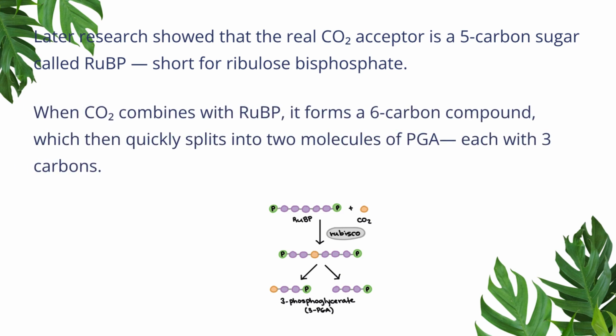When CO2 combines with RuBP, it forms a 6-carbon compound, which then quickly splits into 2 molecules of PGA, each with 3 carbons. This explained everything.